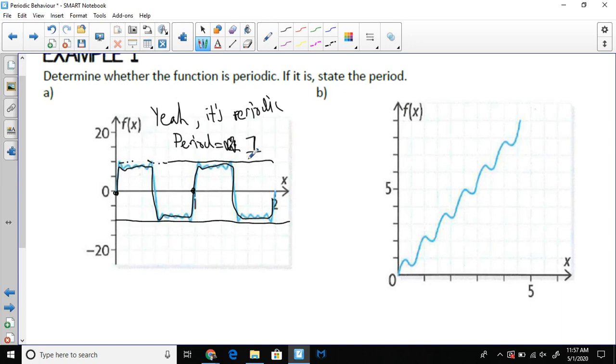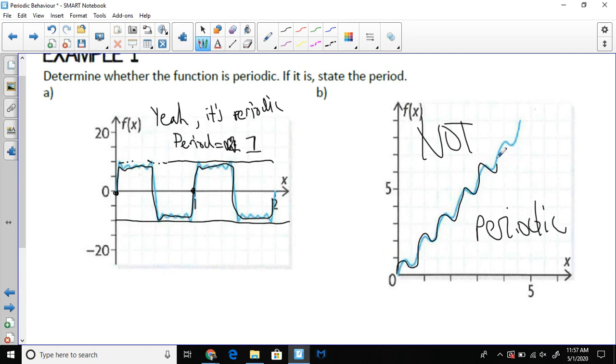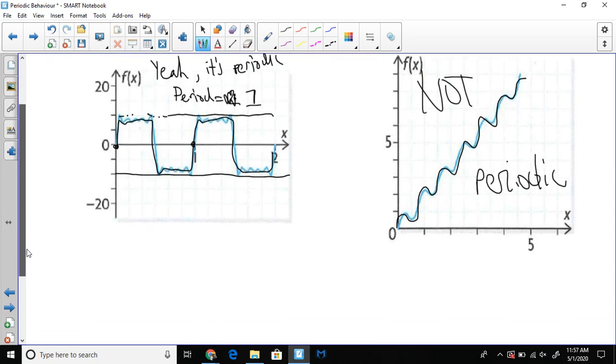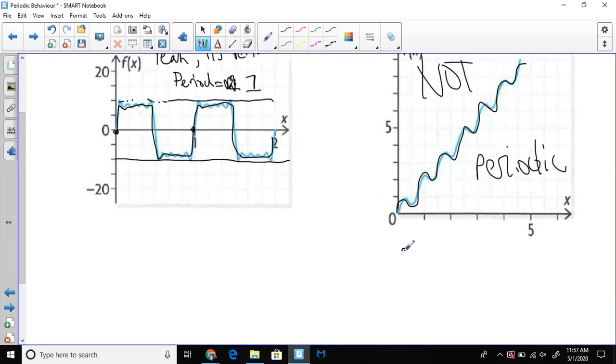Okay. This one here is not periodic. Why? Well, check it out. The pattern looks kind of similar, but it's increasing, it's rising. Okay. So again, if we want to just say, it does not have repeating y values. All right, everybody cool with that?